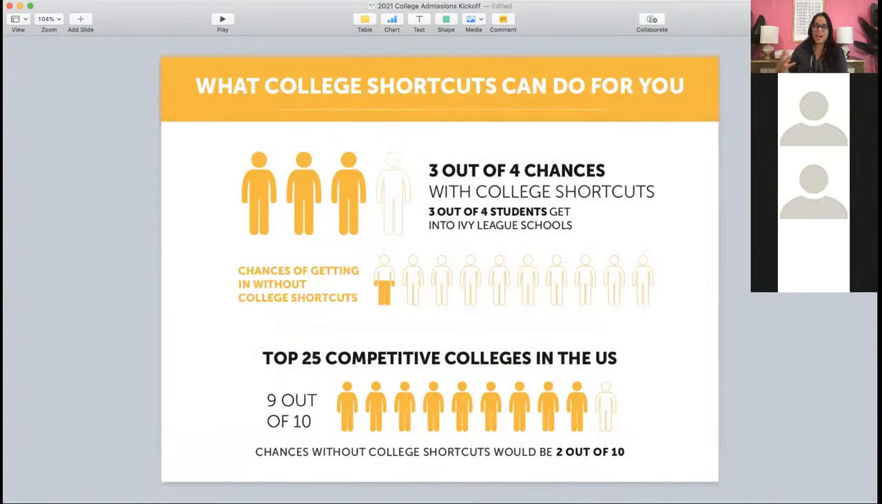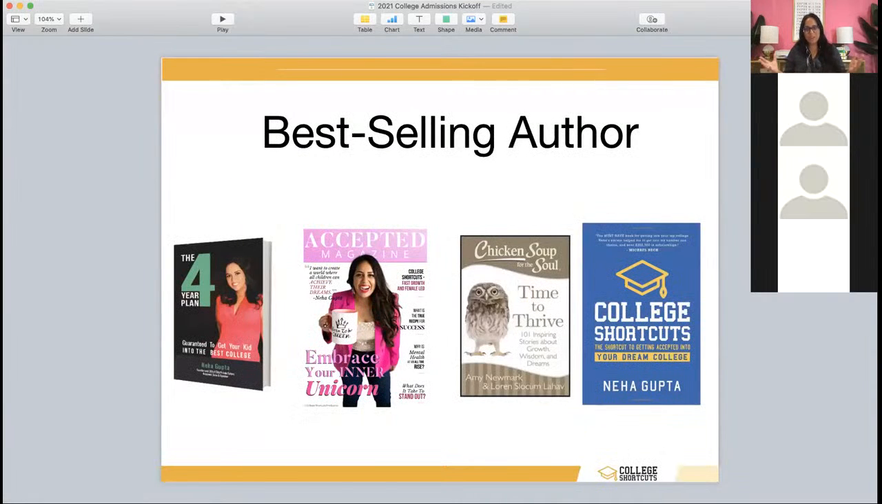Now, what we do is we help a lot of students. We can help kids get into Ivies. We get into the top, most competitive schools. And if you haven't read any of my things yet, I've written the 4-year plan, which helps students to map out every month.